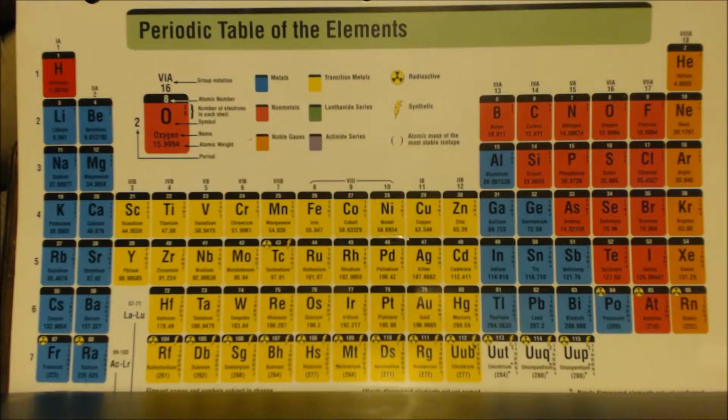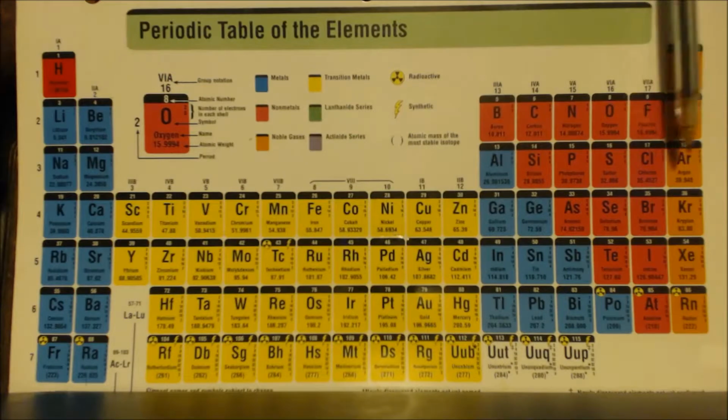Like 7 and 1 make 8, right? 6 and 2 make 8. 5 and 3 make 8. And the reason why I'm saying that is because if you have a binary salt, we're talking about a metal and a non-metal. You got something over here that has a little bit of electrons, and you have stuff over here that has a lot of electrons, okay?